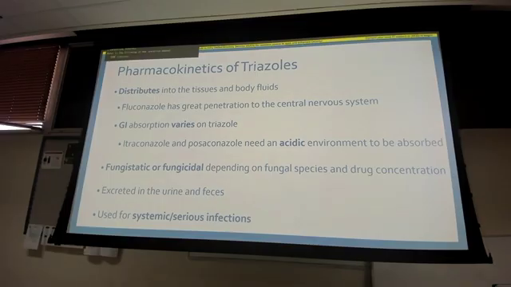But specifically with itraconazole and posaconazole, we need an acidic environment to increase that absorption. And then again, they can be fungistatic or fungicidal depending on the fungal species that we're using it against, and again, why we have to do some of our drug monitoring. It's excreted in the urine and feces, and again, we're going to use these for our serious systemic infections.